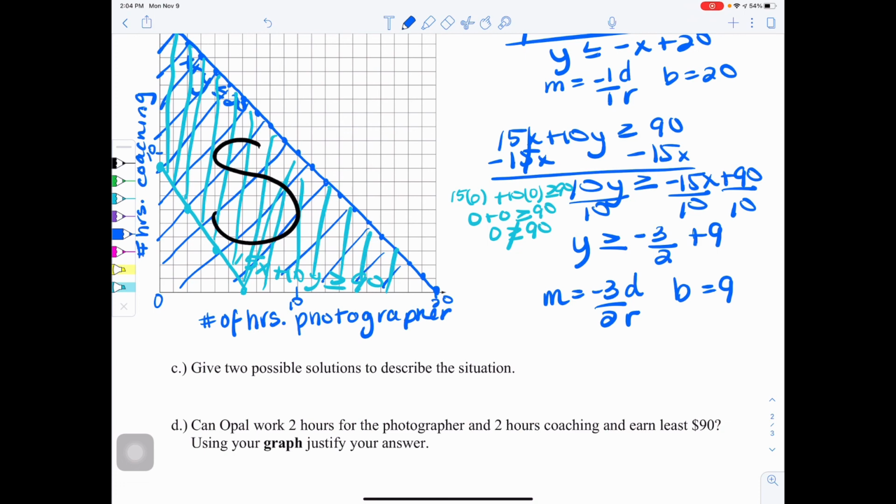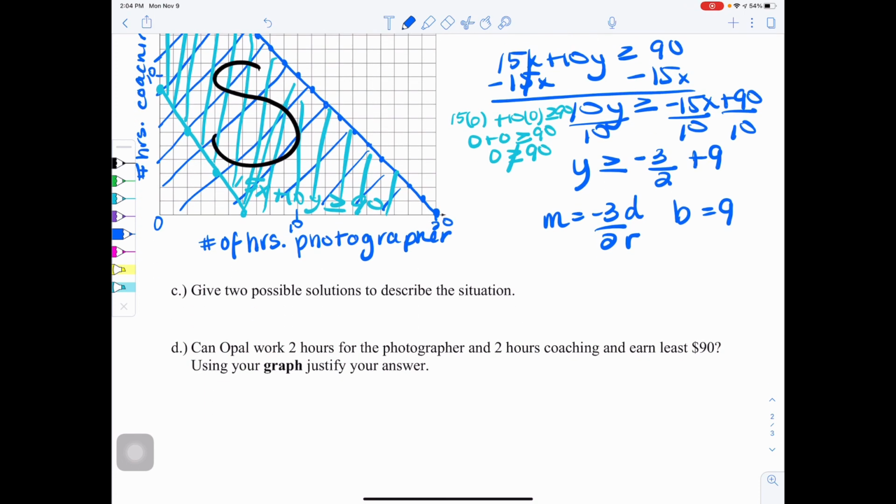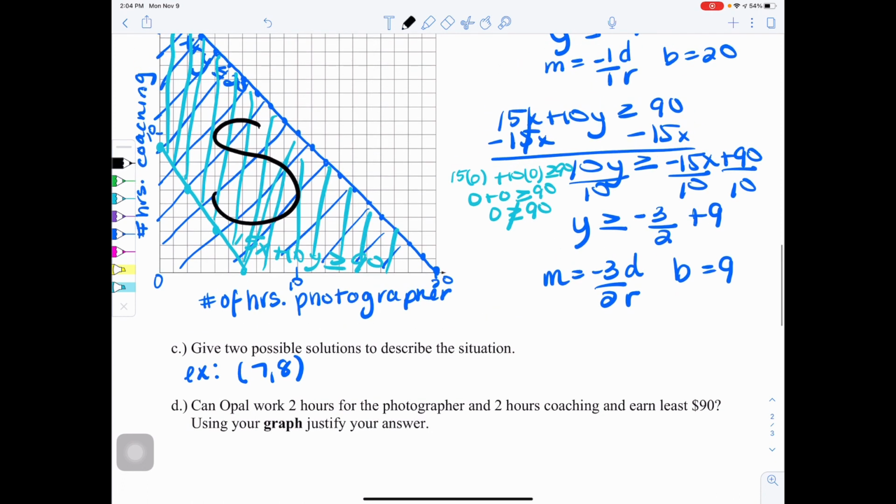Okay, so now in part C, we want to give two possible solutions to describe the situation. Obviously, these are just a couple of examples of what we could do. But if you want them to fit the situation, then you need to make sure you're picking coordinates that satisfy both. For example, the first point I picked was (7, 8). If I go back up here and find (7, 8), it's right here, and I see that it falls in the double shaded region, so it satisfies the entire situation. The second point I came up with was (15, 2) for the same reason.